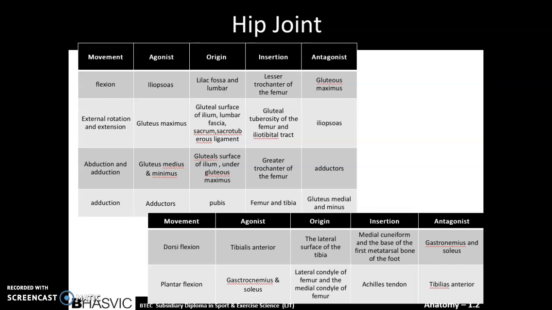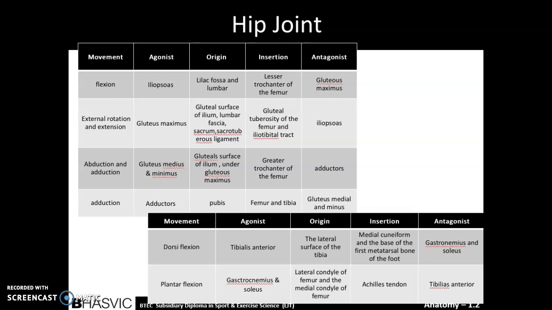When the agonist is gluteus maximus and the antagonist is iliopsoas, the movement is external rotation and extension. The origin is gluteal surface of ilium, lumbar fascia, sacrum, sacrotuberous ligament. The insertion is gluteal tuberosity of femur and iliotibial tract.